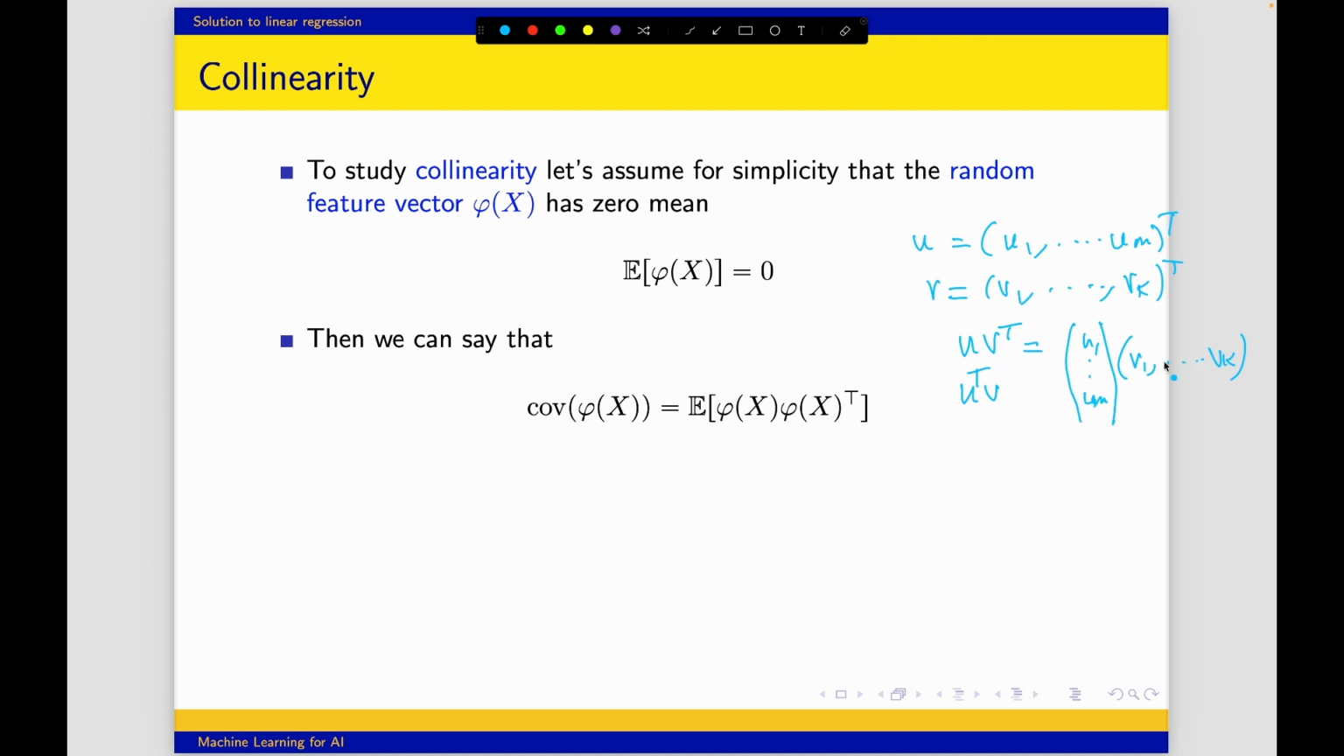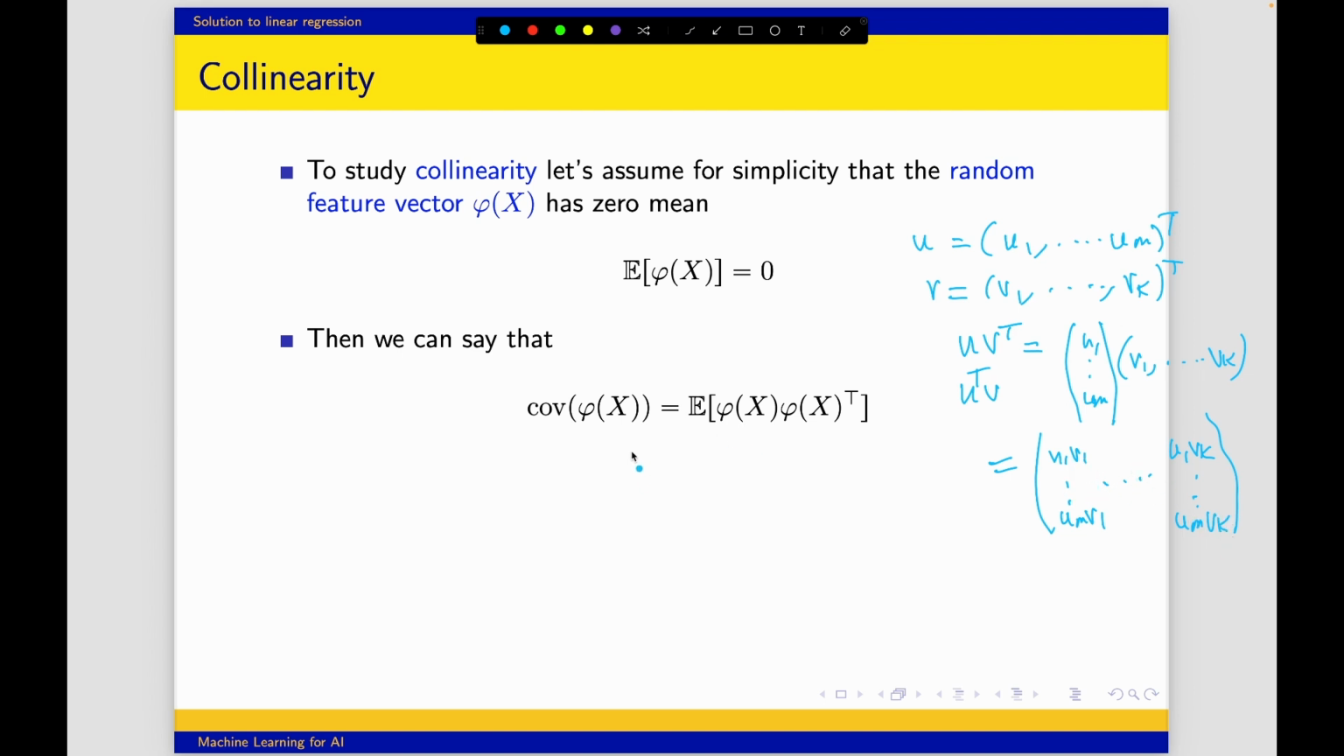So this will turn out to be a matrix, which is equal to this matrix here. It's all of these times v1. So it's u1 v1 down to um v1. And the last column will be u1 vk down to um vk. So that's what an outer product is.